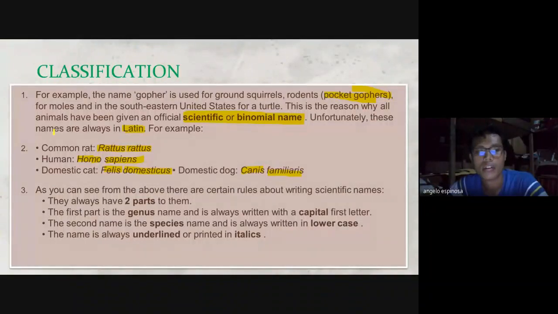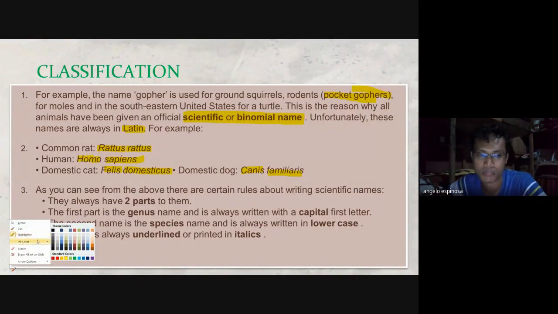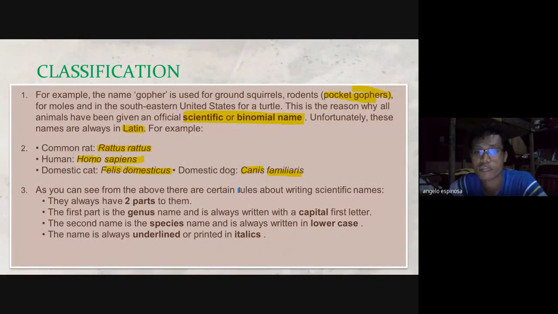As you can see from the above, there are certain rules about writing scientific names. You can't just make up a scientific name right away. For example, if I saw a new rat, I can't just say Rattus espinosus. That's not allowed. So there are certain rules in writing scientific names, and these are the basics that commonly come out in the board examination.